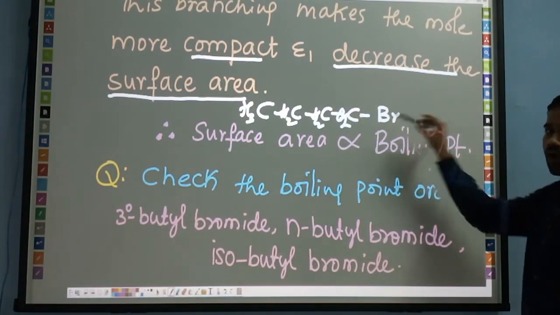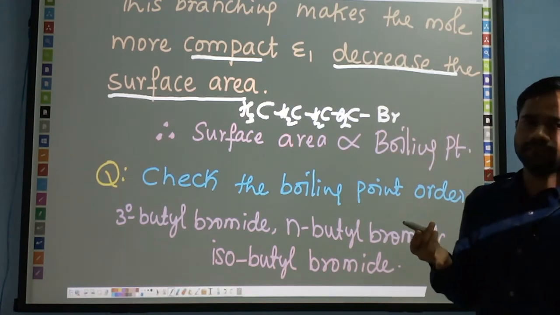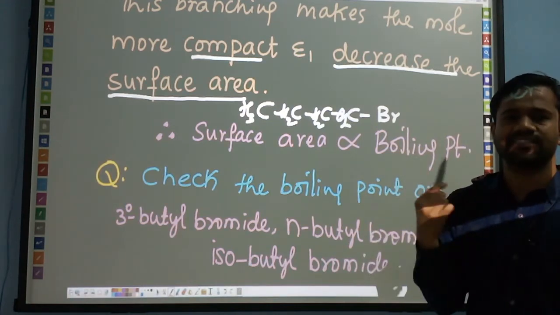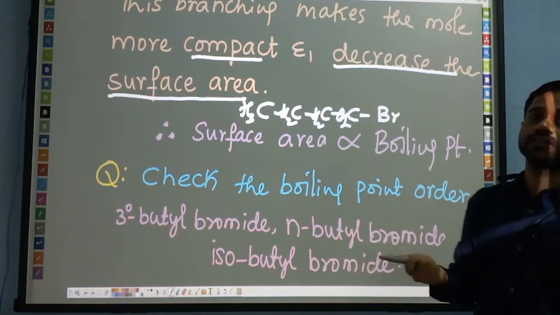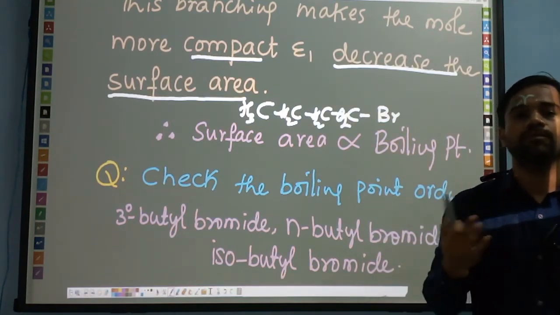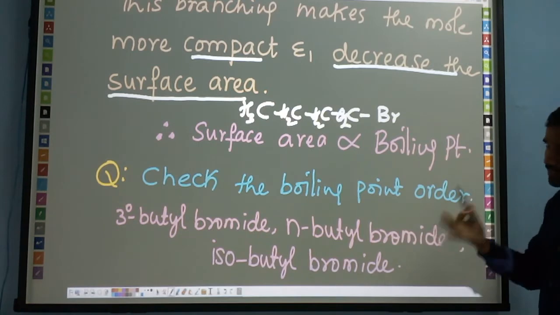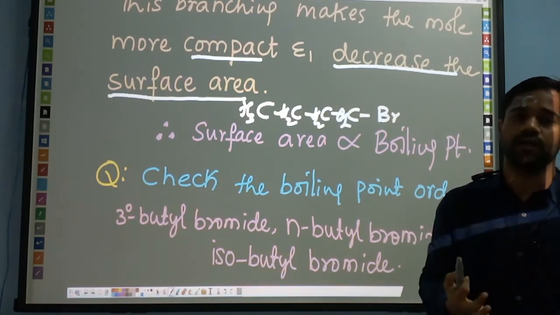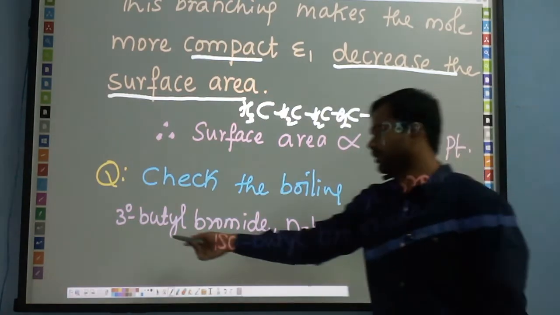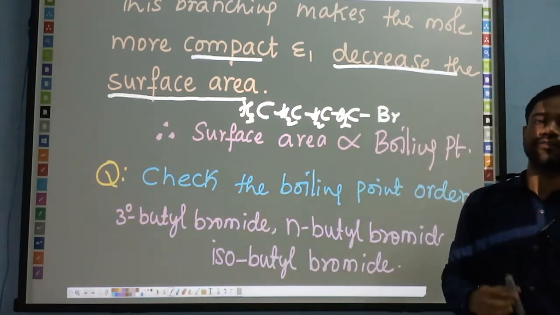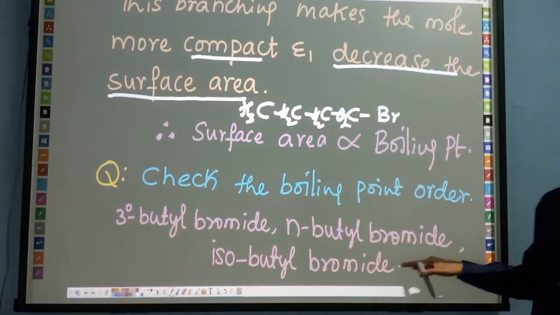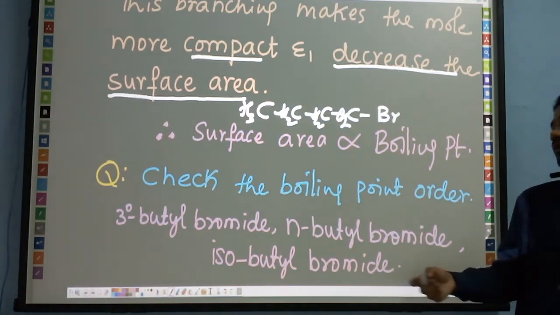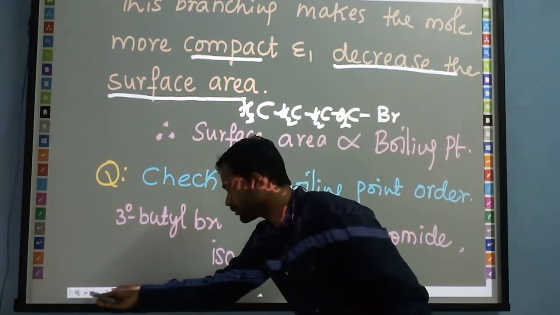It's a longer chain, which means it's going to have a large surface area. A large surface area means a high boiling point. If any molecule has the least surface area, it's going to have the least boiling point. Okay, the tertiary butyl bromide is going to have the least boiling point, and the normal butyl bromide has the highest boiling point. I think not understood.